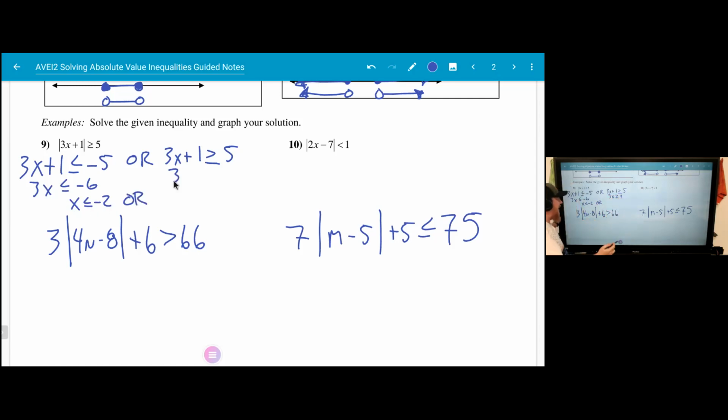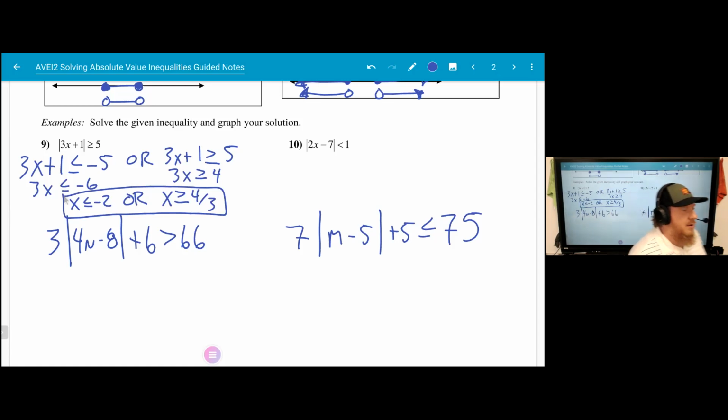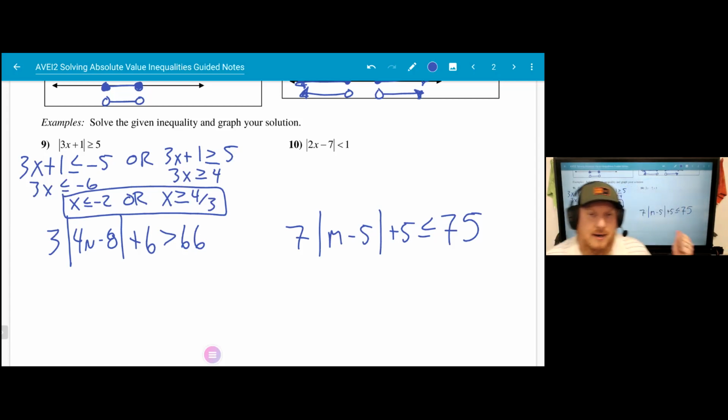If I divide both sides by 3, x is greater than or equal to 4/3. This is my solution. And if I was to graph it, I would put closed dots at negative 2 and 4/3, and then my arrows would go away from each other. All right.